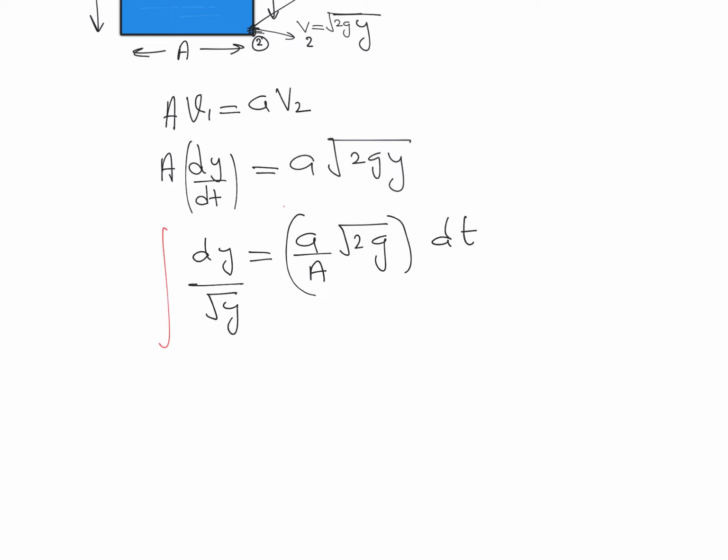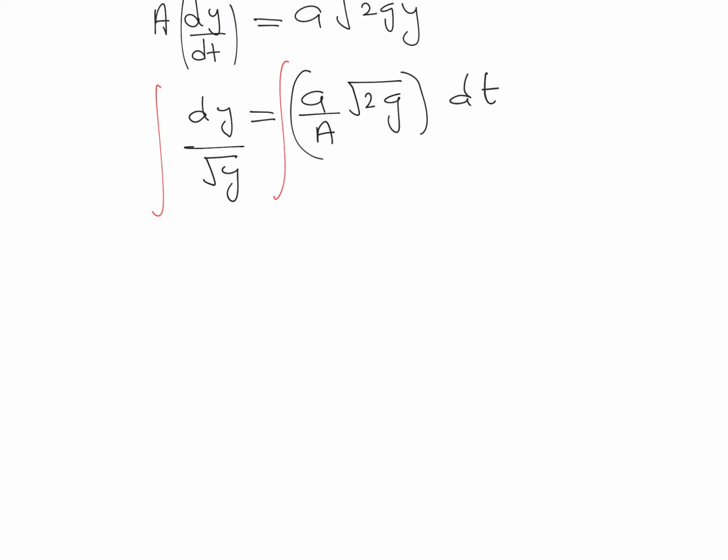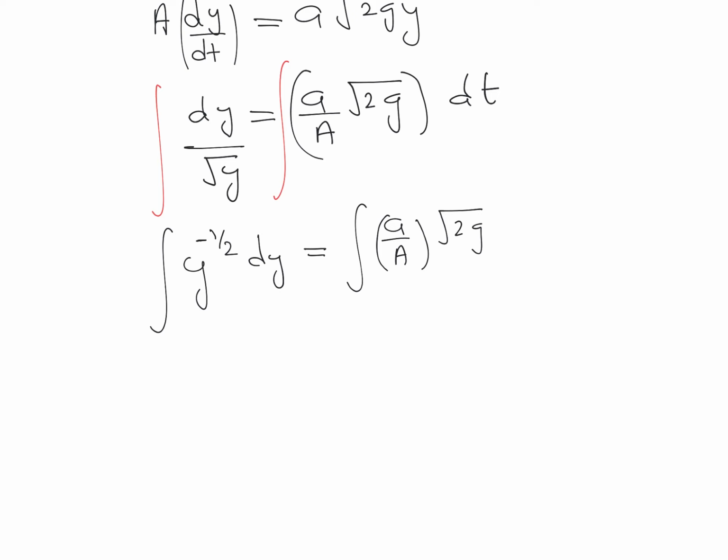Now we can integrate on both sides. Root of y can be written as y raised to 1 by 2, and when I write it on the upper side as a numerator, it becomes y raised to minus 1 by 2. So we integrate y raised to minus 1 by 2 into dy, which is equal to the integration of small a divided by capital A into root of 2g, all of which are constants, into dt.